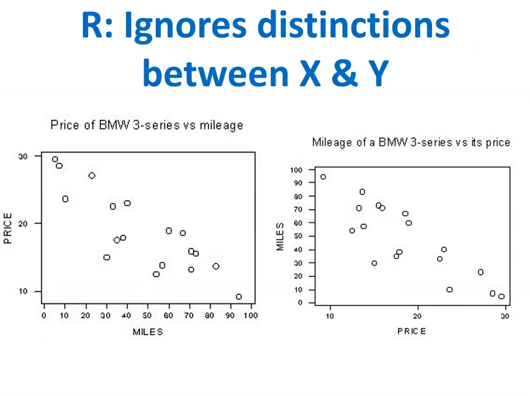Like I said, R ignores the distinction between X and Y. So you can see two scatter plots here, miles on the X, price on the Y, and then vice versa. It's still going to have the same direction and the same strength, so it's going to have the same value of R.